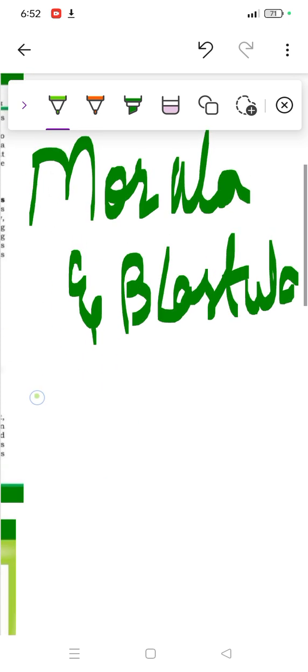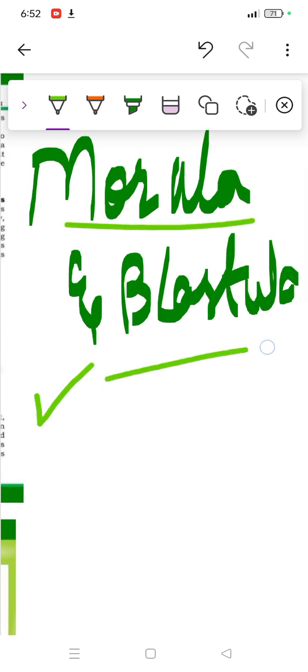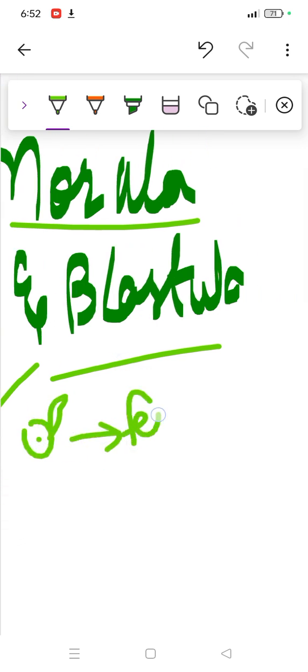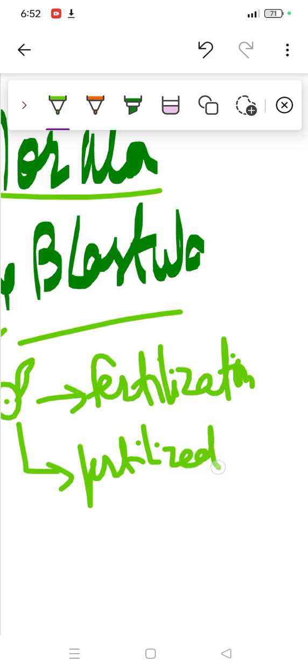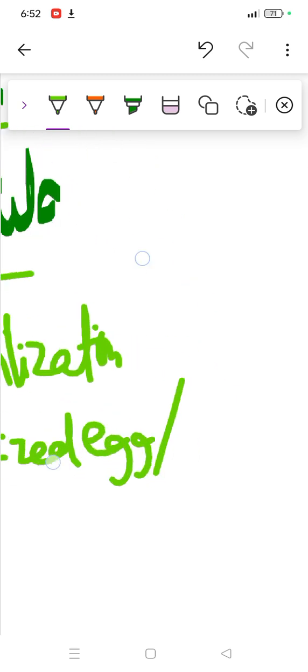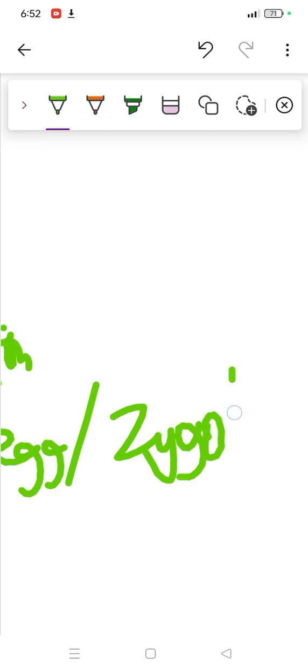So let's start. First thing, when you consider morula and blastula, you need to consider what these are. We know that fertilization takes place. How? When egg and sperm get fused, they form fertilization. When fertilization is done, the sperm and egg form a fertilized egg, which is also called a zygote. We mostly prefer this one, zygote.